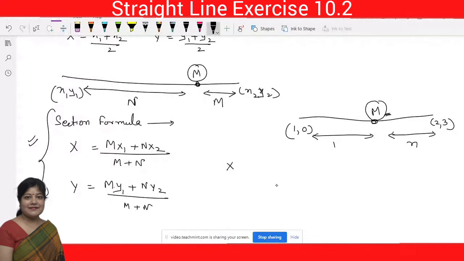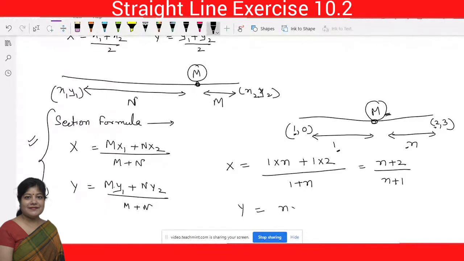So x is equal to (1 into n plus 1 into 2) over (1 plus n). I multiply 1 with n, and this 1 with 2. So (n plus 2) over (n plus 1). Understood? Yes, ma'am. Now similarly for the y coordinate, n with 0, 1 with 3, over 1 plus n. So we have 3 over (n plus 1). So these are the coordinates.